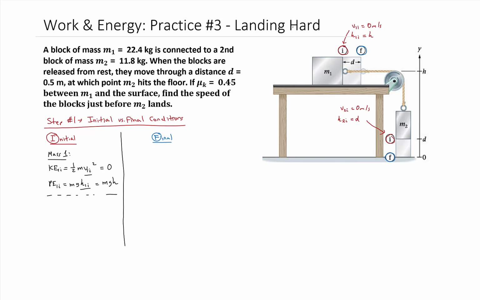We then look at mass 2. We have KE2I is equal to 1/2 m V2I squared, but V2I is equal to 0, so we have 0 here as well.